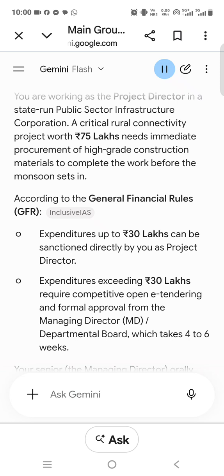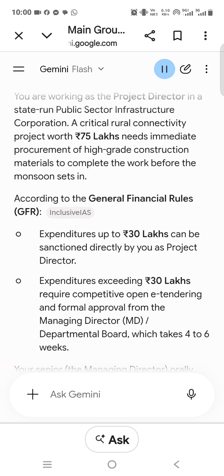Third, ensure e-procurement. Conduct an open, transparent short-term e-tender to get competitive market rates, preventing favoritism to a single vendor. Fourth, document everything. Maintain complete, transparent documentation of all communications to protect administrative integrity against arbitrary ACR downgrades.